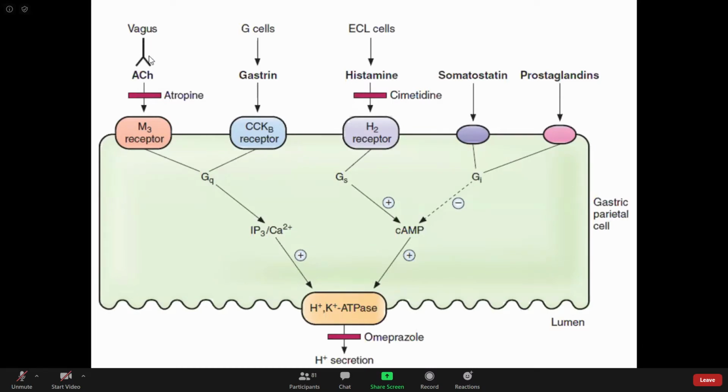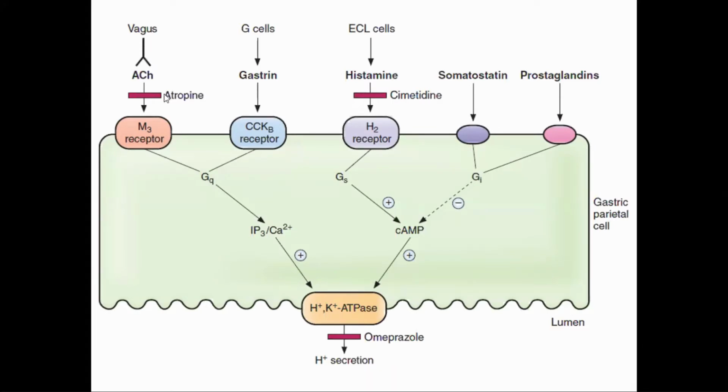When the vagus nerve is excited, acetylcholine is released. Acetylcholine acts on the M3 receptor. It stimulates the Gq subunit and increases the release of calcium from the endoplasmic reticulum of the parietal cell. When calcium increases inside the parietal cell, the tubular vesicles present in the parietal cell are fused to the apical membrane of the parietal cell.